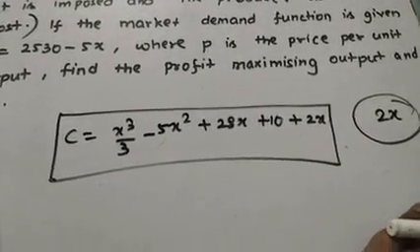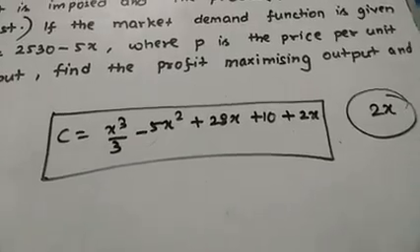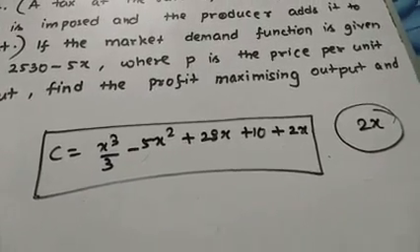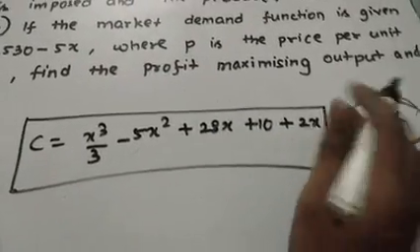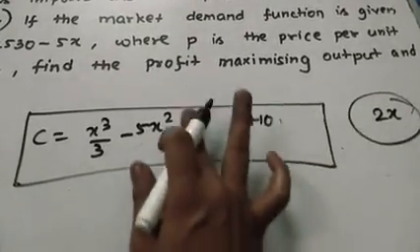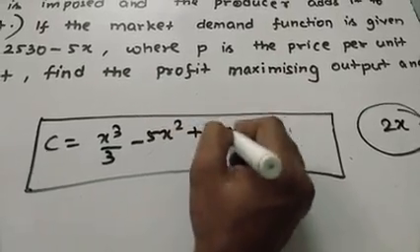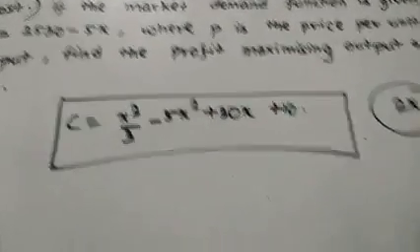x cubed by 3 minus 5x squared plus 28x plus 10 plus 2x. 2x is the tax added to the cost. That means 28 plus 2, you can simply write 30x. So this is the C.